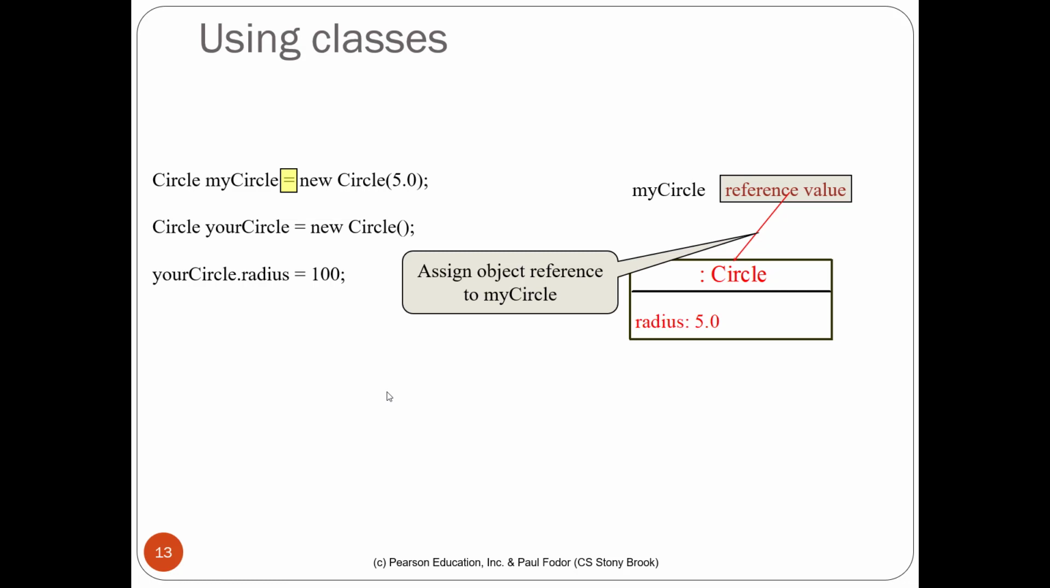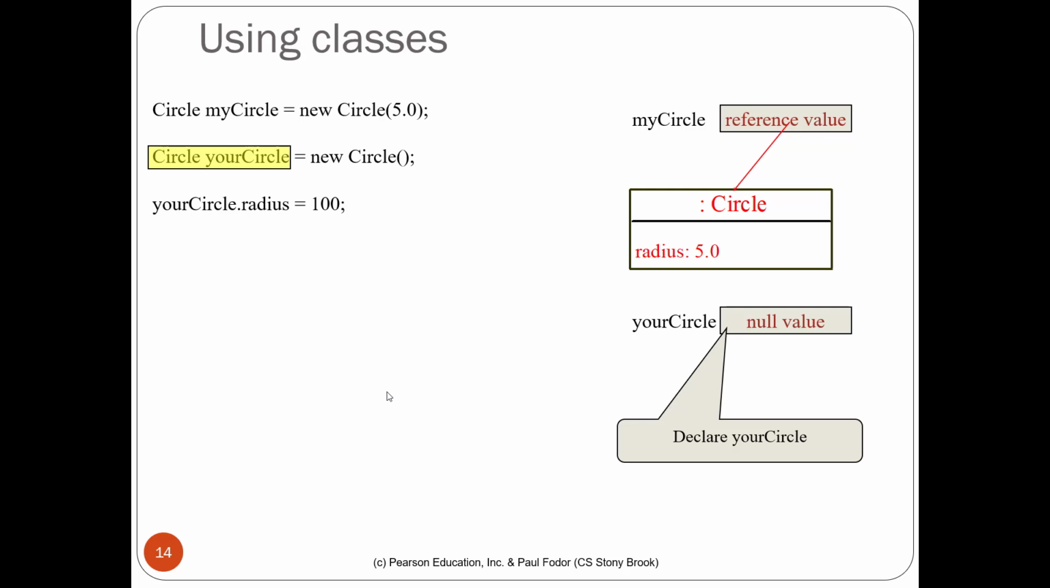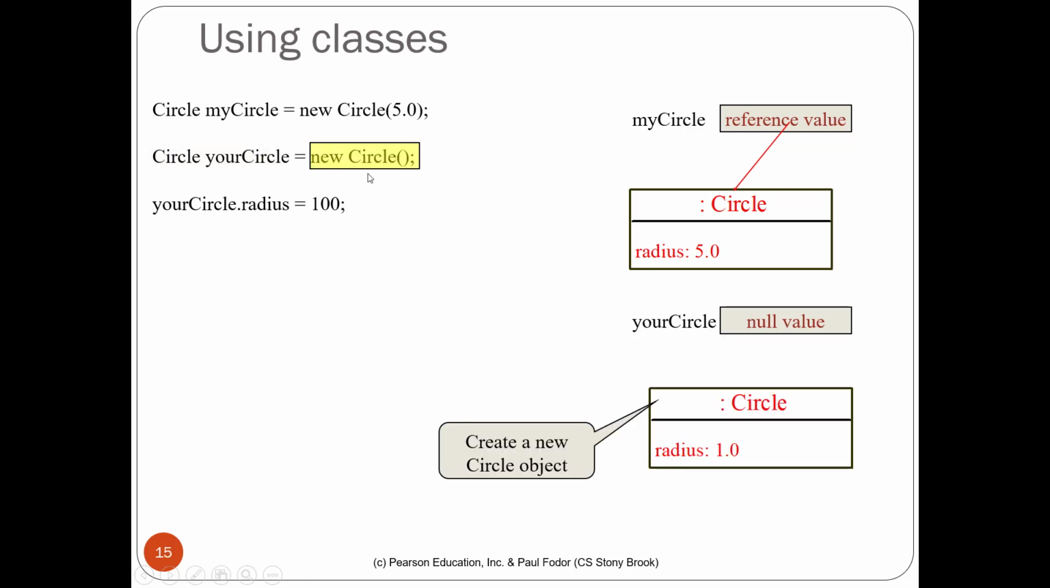Let's move on and try to understand the same thing with the second example. The first statement has been done. Let's try to understand the second statement with the same reasoning. yourCircle is a reference variable. It should have some address in it, but you just declared it to be a reference variable for Circle. Nothing else happened on the left hand side. yourCircle was a reference variable with no address in it. Then what happened? You did the right hand side. You created a Circle.